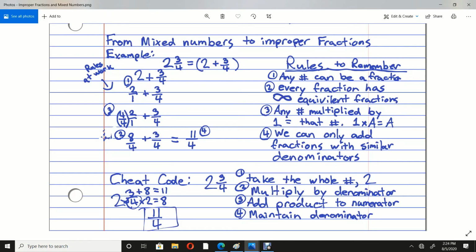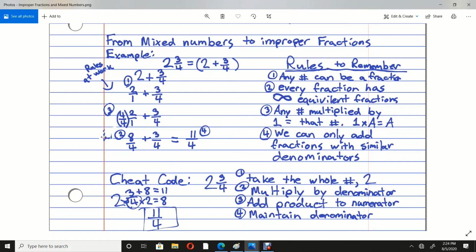Rule 3, any number multiplied by 1 is that number. 1 times a equals a. Yeah, right. This is one you've learned a million times. Any number multiplied by 1 is equal to that number, okay? You multiply 1 times 100 million, and it's that number, right? And that's why we were able to multiply this by 4 over 4 without changing its value, because 4 over 4 is equal to 1. So it didn't change anything, okay?